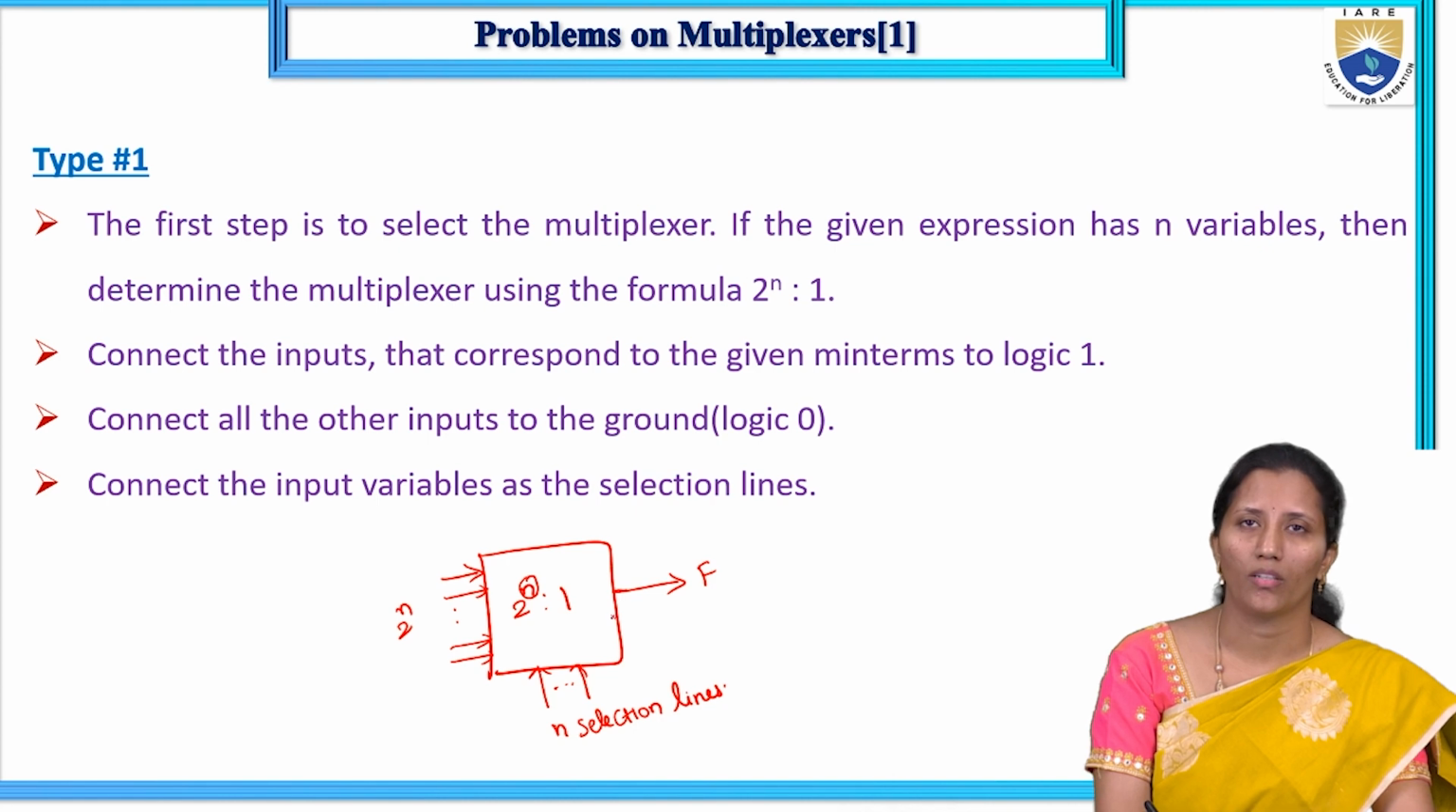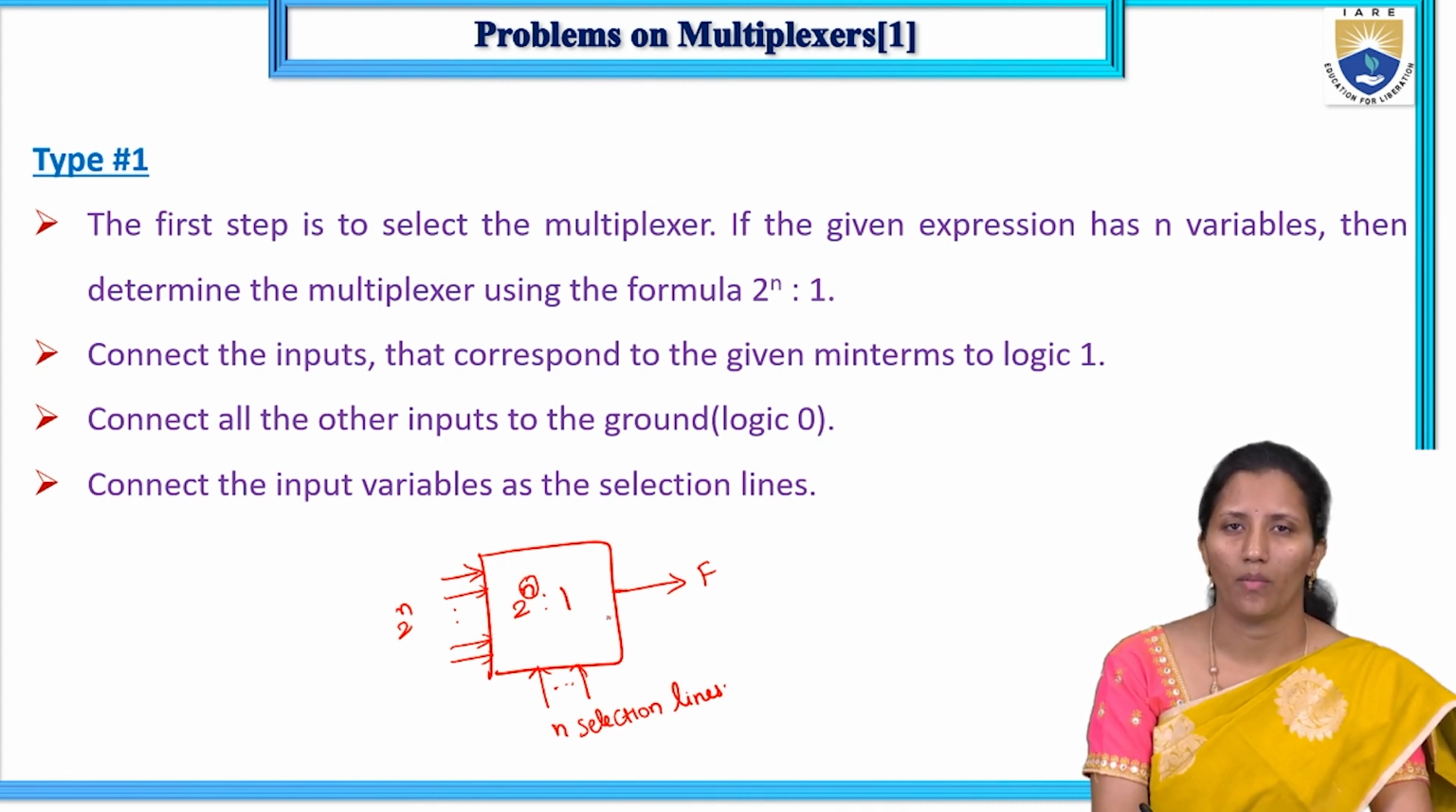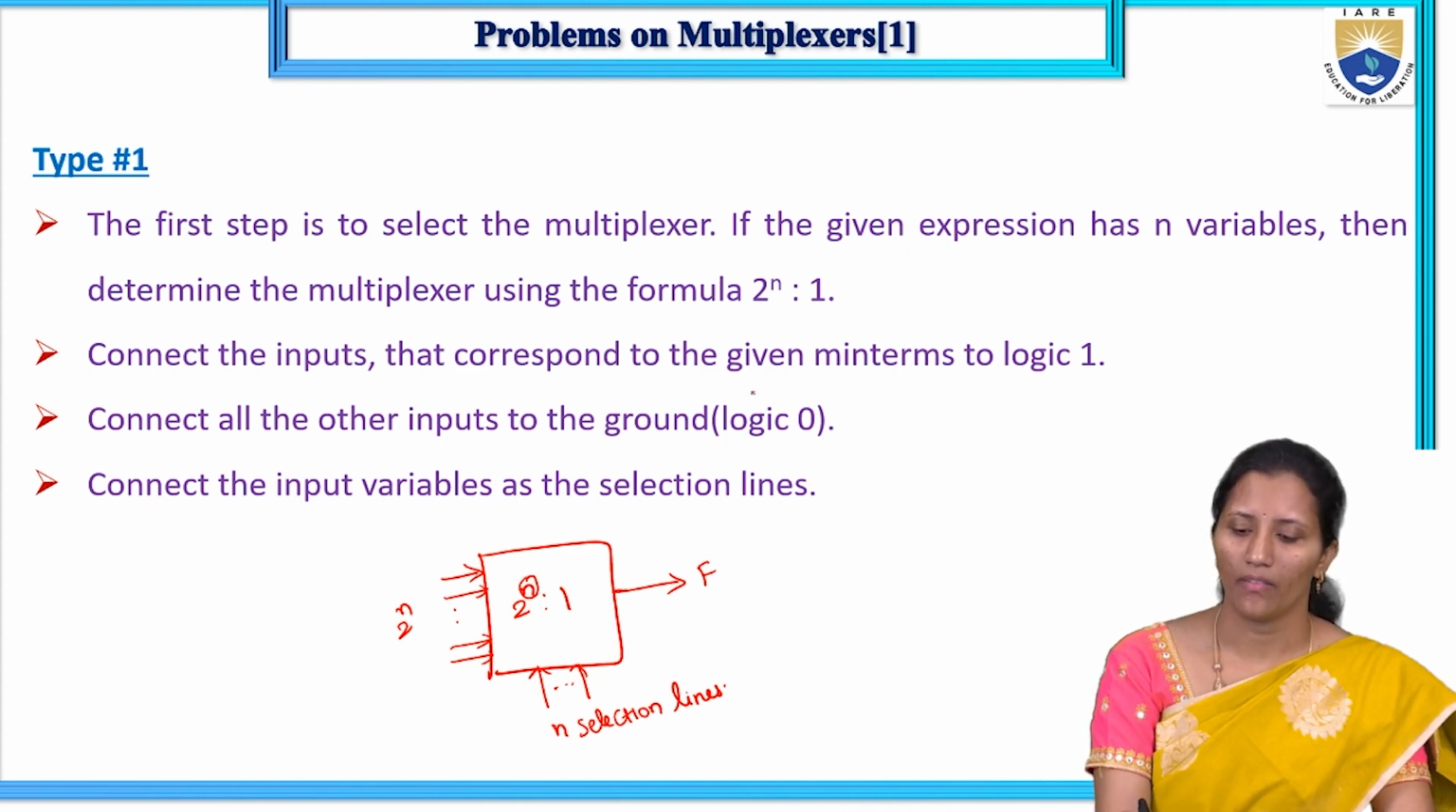If we want to implement any boolean function using multiplexer, first we have to know which multiplexer to select, whether an 8 by 1 multiplexer, 4 by 1 multiplexer or 2 by 1 multiplexer. If the given expression has n variables, determine the multiplexer using 2 to the power of n. Then connect the inputs that correspond to the given minterms to logic 1.